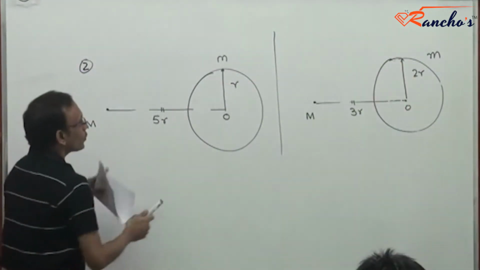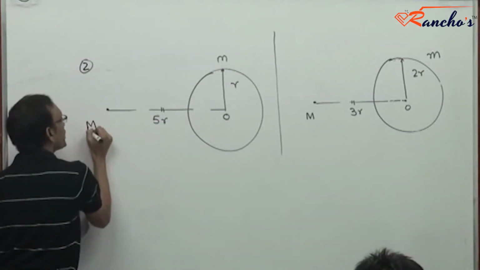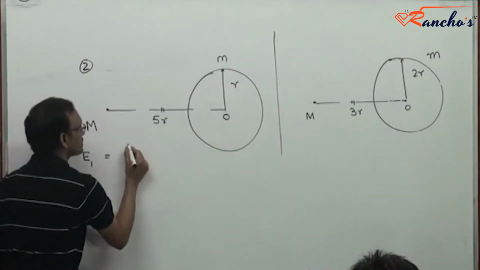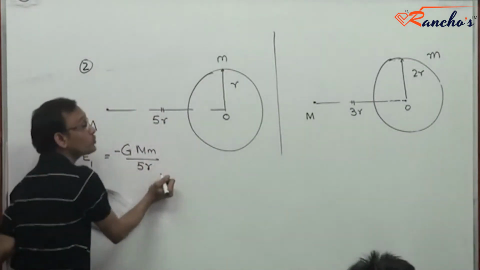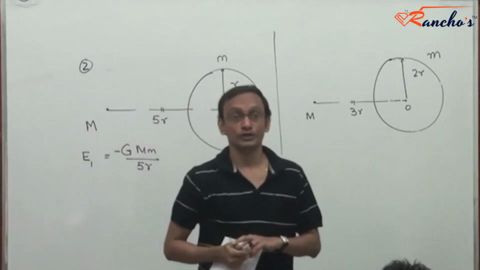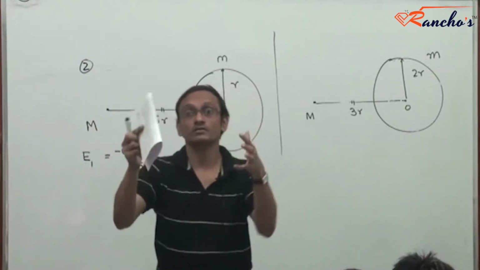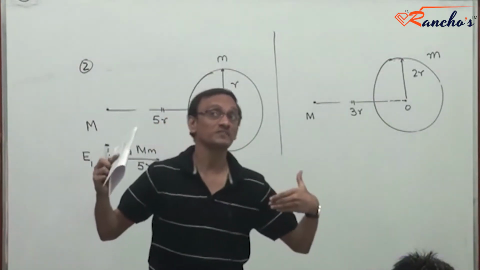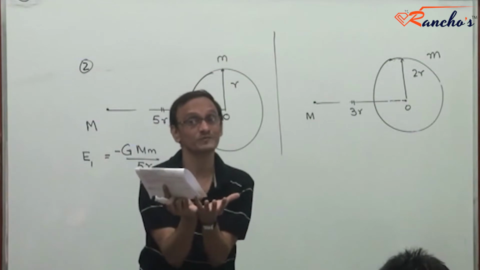What's the total energy of the system? There is interaction energy, E1, which is GMm by 5r. That's the interaction energy. Plus, there is self energy of this. If you recall, there was a solid cloud of charge of radius r, and if q was the total charge in it, then 3/5 kq squared by r was the self energy of such a distribution.